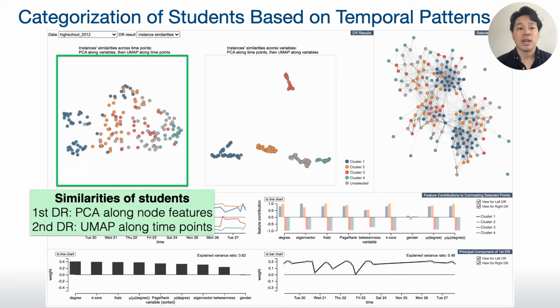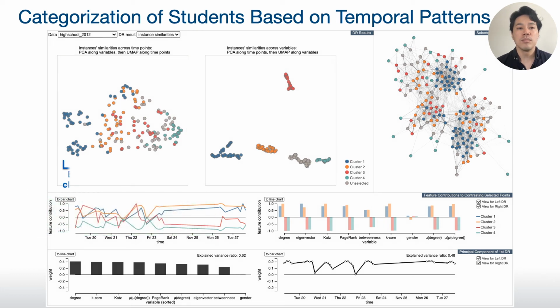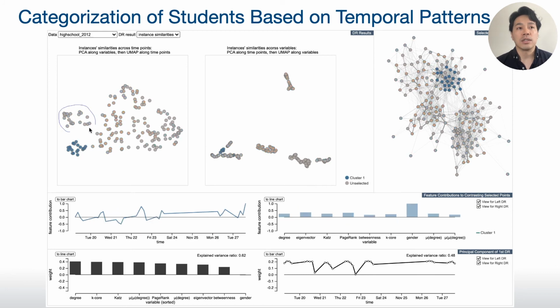Now, we further categorize these students from this left side view, which shows the similarities of students based on their temporal communication patterns. In this view, each cluster is generally arranged from left to right. However, we can see the blue cluster is separated into two clusters. We select these two as the new clusters. In the node link diagram, these clusters are clearly separated into the two strongly connected regions at the top and the bottom of the view.